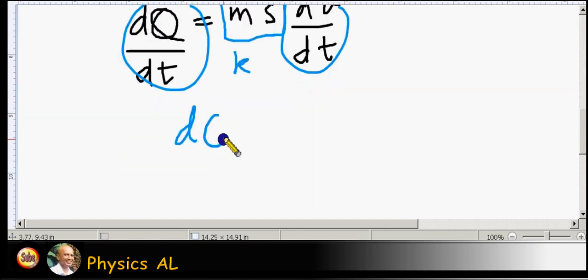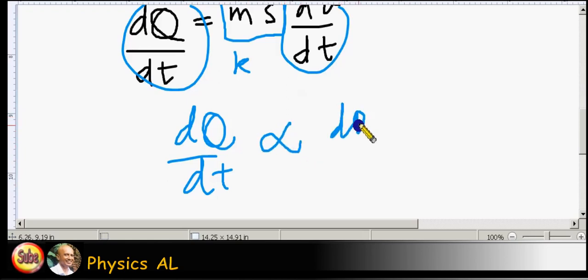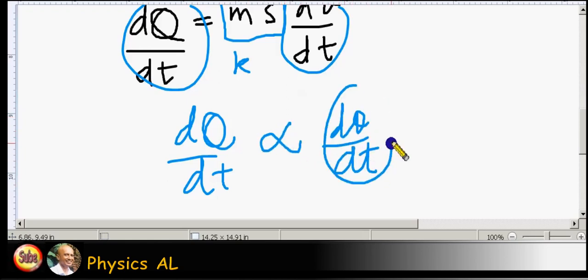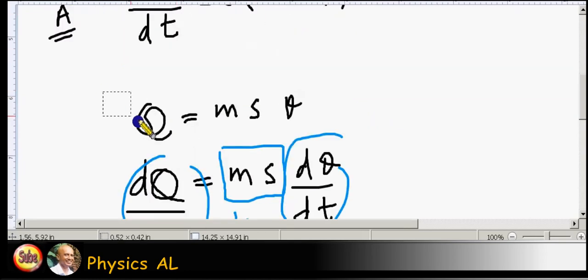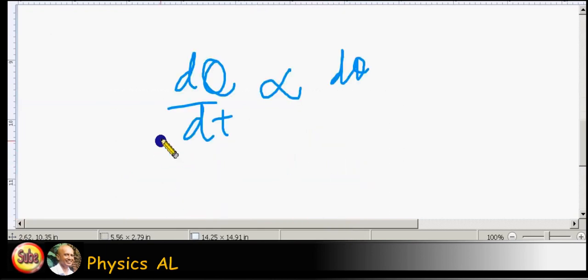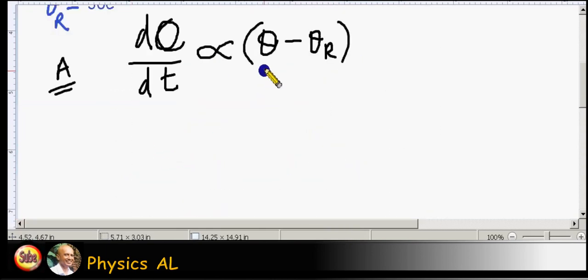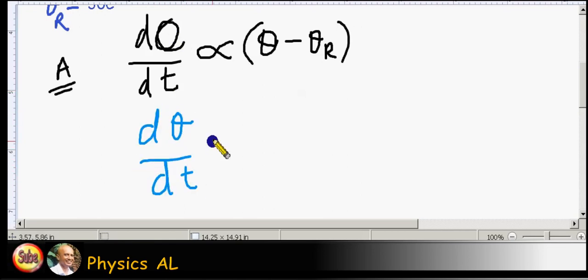Therefore we can use this one instead of this one, because dQ over dt is proportional to d theta over dt. So that is what we are going to do now. We are going to substitute d theta over dt for this dQ over dt. Then we write d theta over dt equals k, the proportional constant, times theta minus theta R.